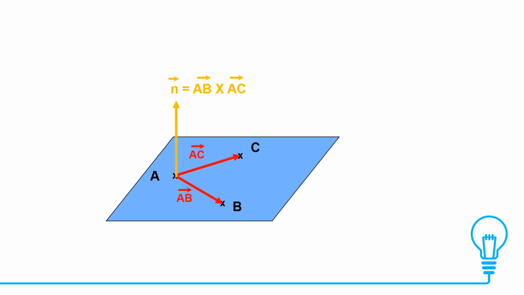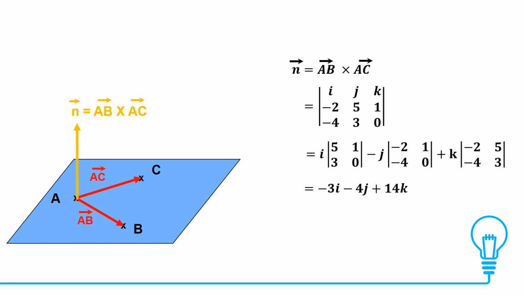By applying the vector cross product, we can determine the vector that is perpendicular to the plane. And this vector is basically the product of vector AB cross with vector AC. By applying the formula for vector cross product, we can determine the vector that is perpendicular to the plane, and we name it as vector n. And the answer for vector n, which is perpendicular to the plane, is -3i minus 4j plus 14k.